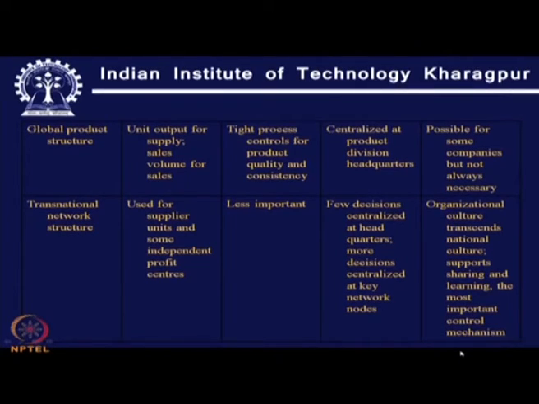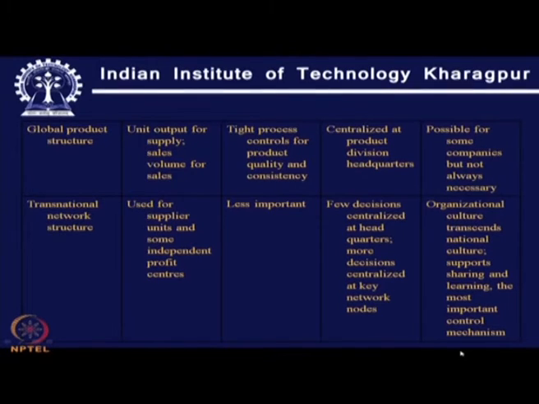So, when you are looking into global product structure and output control, it is unit output for supply, sales volume for sales. In bureaucratic control, it is tight process controls for product quality and consistency. In decision making control, decisions are centralized at the product division headquarters, and organizational control is possible for some companies but not always necessary.